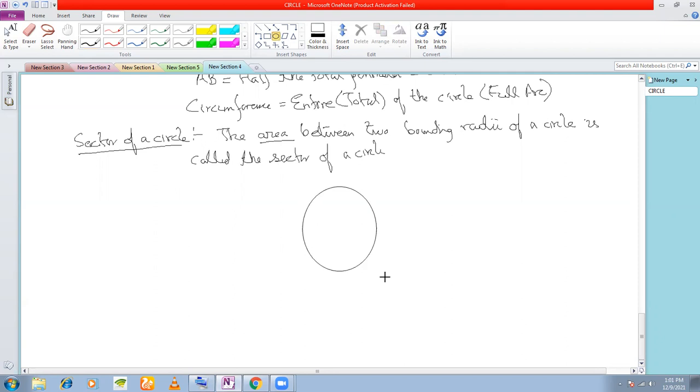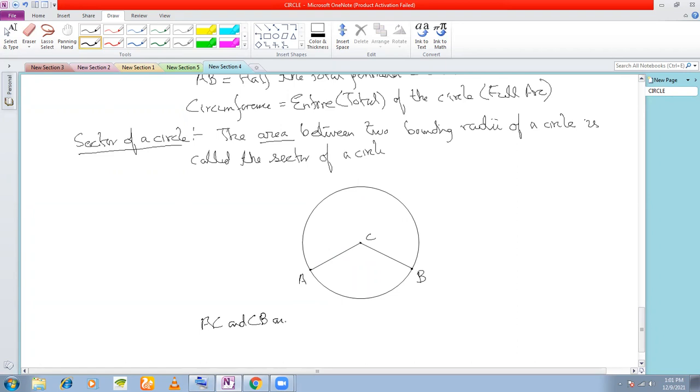If I give you a circle with center C, now what do you mean by bounding radii? Take 2 points A and B, and you join these 2 points with the center. Then this AC and CB are called the bounding radii of the circle with center C.